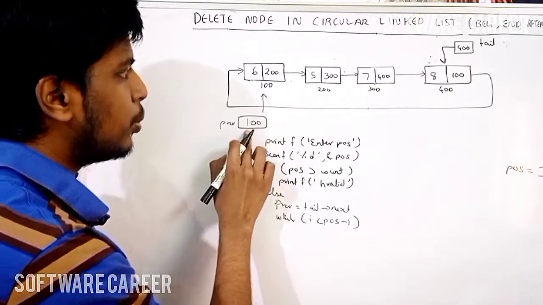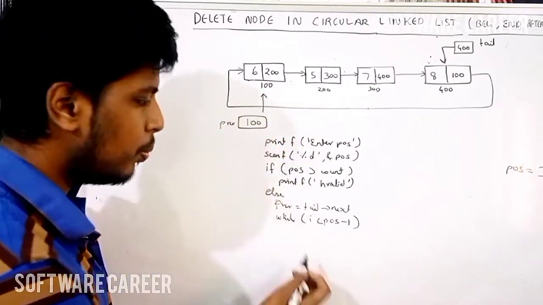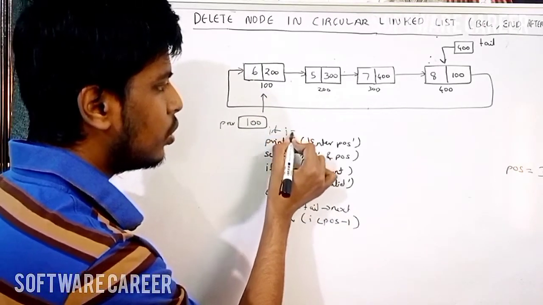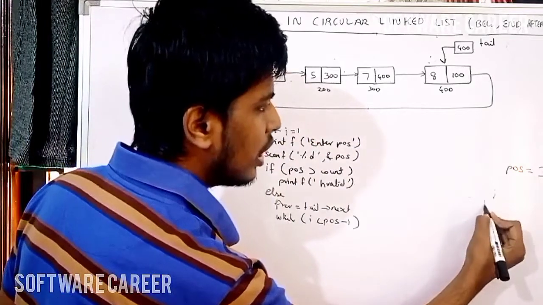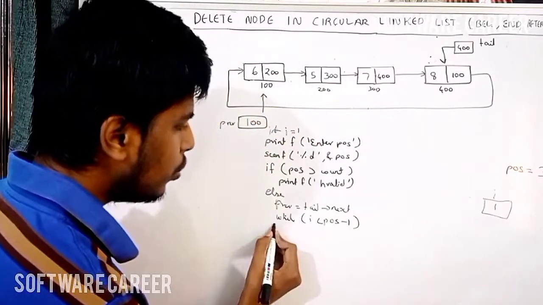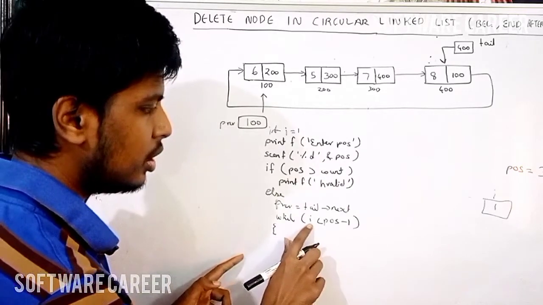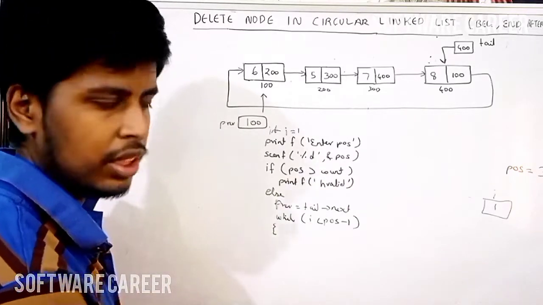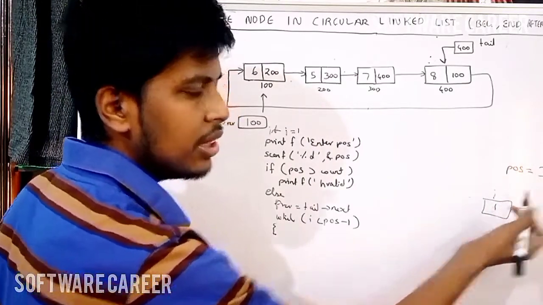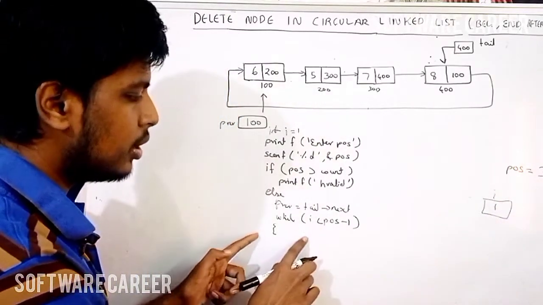Now at starting, previous pointer is pointing to the first node. So i will be 1 at starting. So I will declare here int i equals 1. Now check this condition, whether i is less than position minus 1. i is 1. What is position minus 1? 3 minus 1, 2. 1 is less than 2. So it enters into this condition.